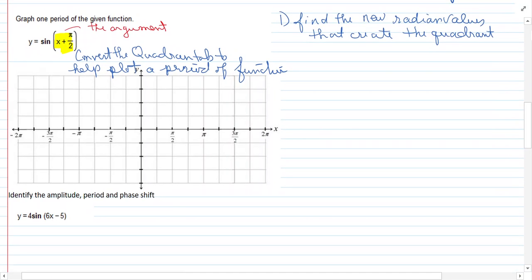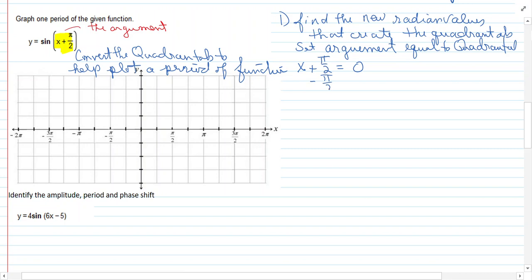So we're going to set the argument equal to the quadrantal. All right. So I have x plus pi halves equal 0. So I'm going to subtract the pi halves.